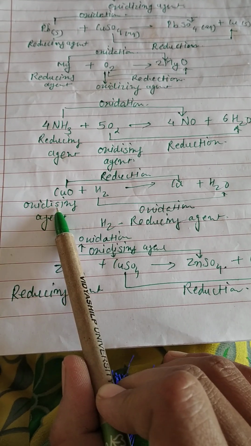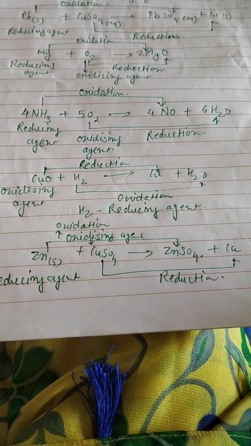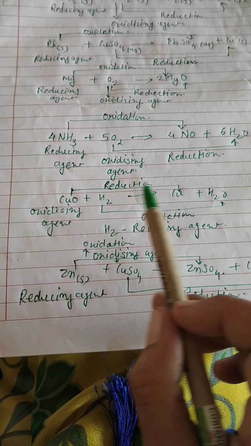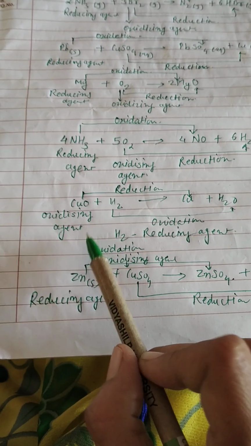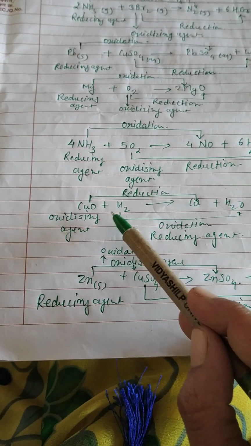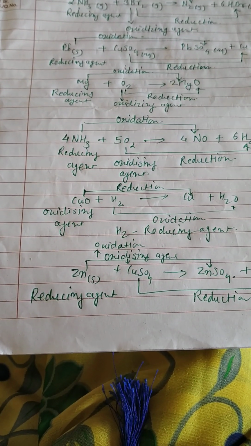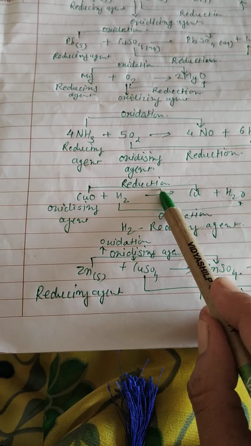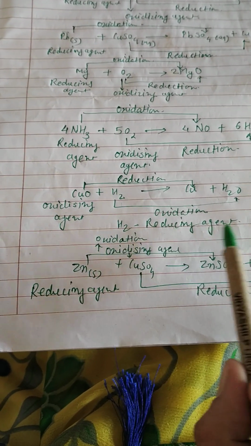Then the next one, CuO plus H2, gives Cu plus H2O. Here the arrow should be drawn properly so it can be identified easily. Now who undergoes the reduction? CuO undergoes the reduction here, and at that time CuO will act as the oxidizing agent. Till here, we have first written oxidation and the reducing agent. In this reaction we first write the reduction, so there is no need to get confused. We write CuO is an oxidizing agent because it undergoes reduction, and H2 undergoes oxidation, so H2 will act as the reducing agent.